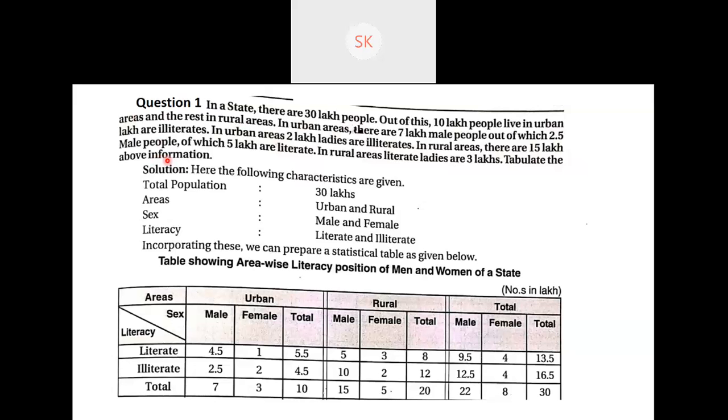Let us analyze this question quickly and solve it. So, you're supposed to tabulate this data. See, it says tabulate the above information. Now, first, let's see how many varieties of information are being given to us. Variety of information meaning what all is there.